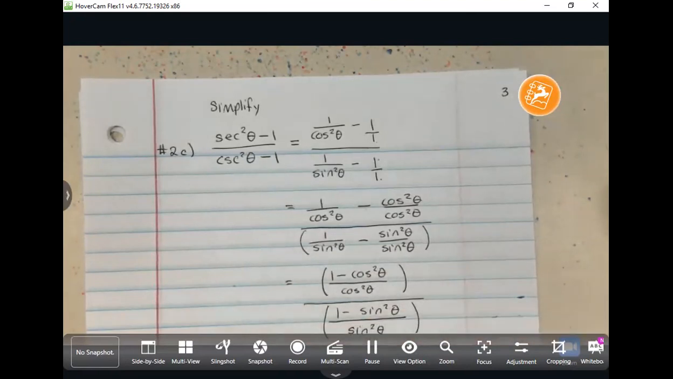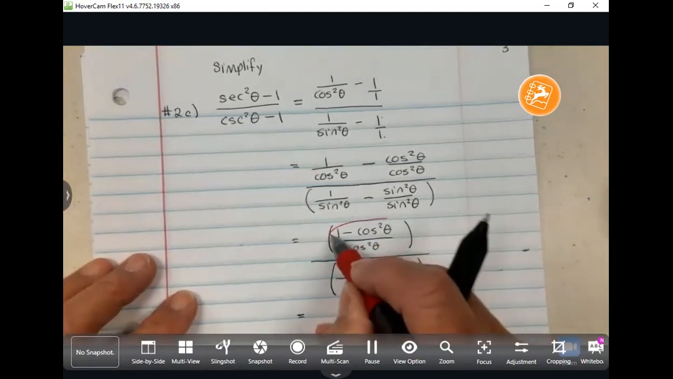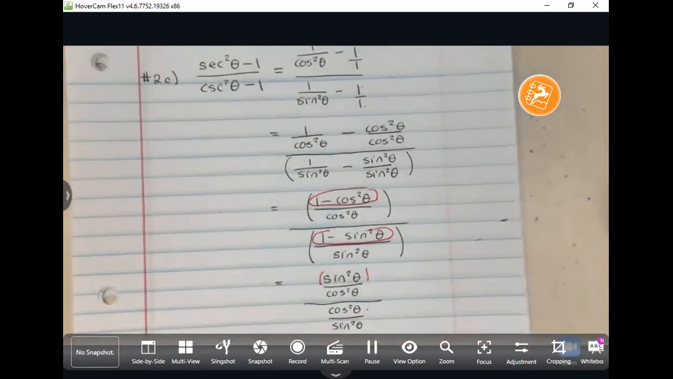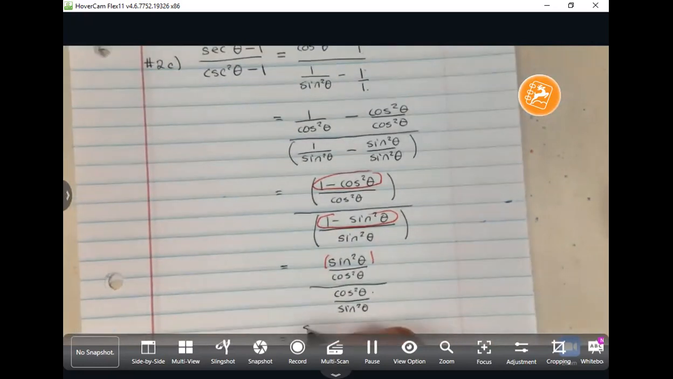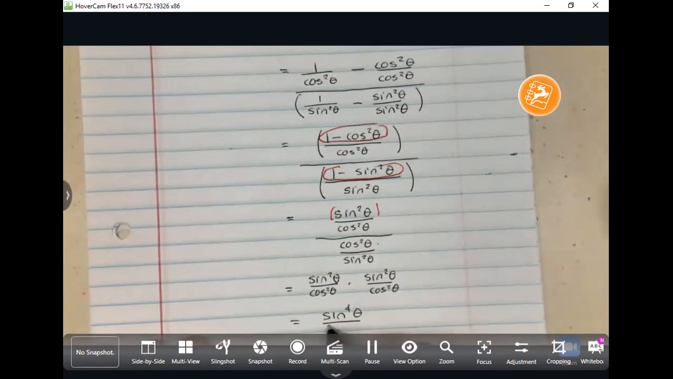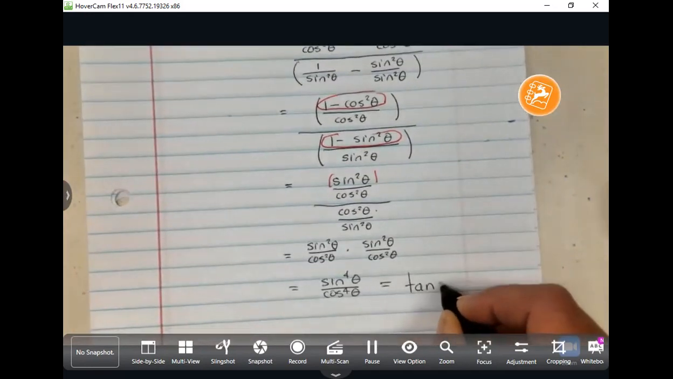Does anybody know what 1 minus cosine squared is equal to? That is equal to sine squared. What about 1 minus sine squared? So 1 minus cosine squared is sine squared. 1 minus sine squared is cosine squared. So all I did is I replaced this with sine squared, and I replaced this with cosine squared. So now I've got one fraction divided by another. We take the one that's on the bottom, flip it over, and multiply. And so we get sine to the fourth over cosine to the fourth. What trig function is sine over cosine? So you can also write that as the single trig function tangent to the fourth of theta.